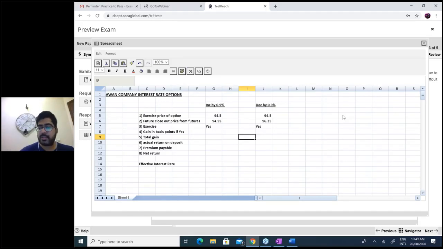Gain in basis points. If you check the gain in basis points, you take the difference. The gain is 94.55 less 94.5, which is 0.05%. But in basis points, we call it 5 basis points. And in the other case, 96.35 less 94.5 is 1.85%. I told you 100 basis points is 1%, so 1.85% is 185 basis points.